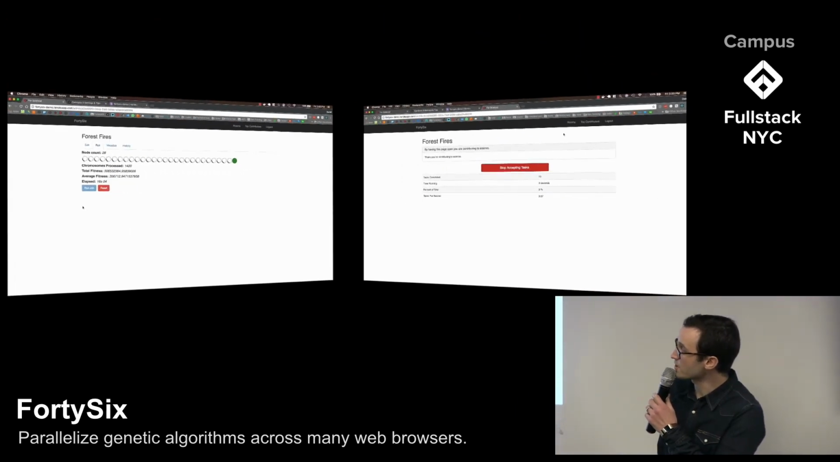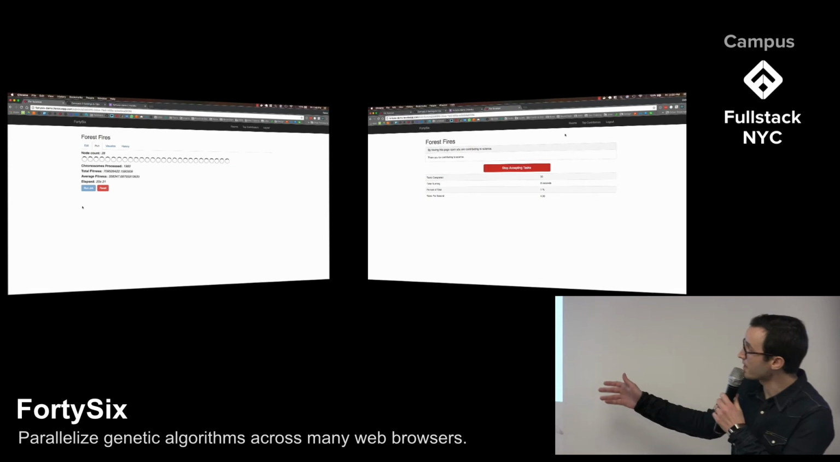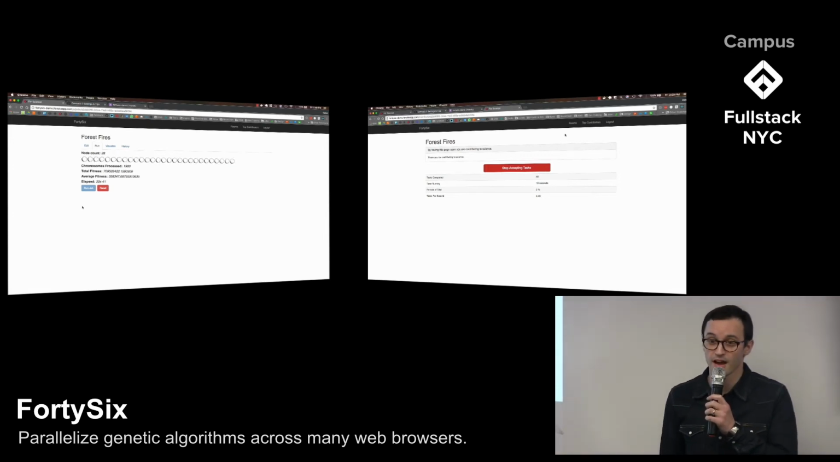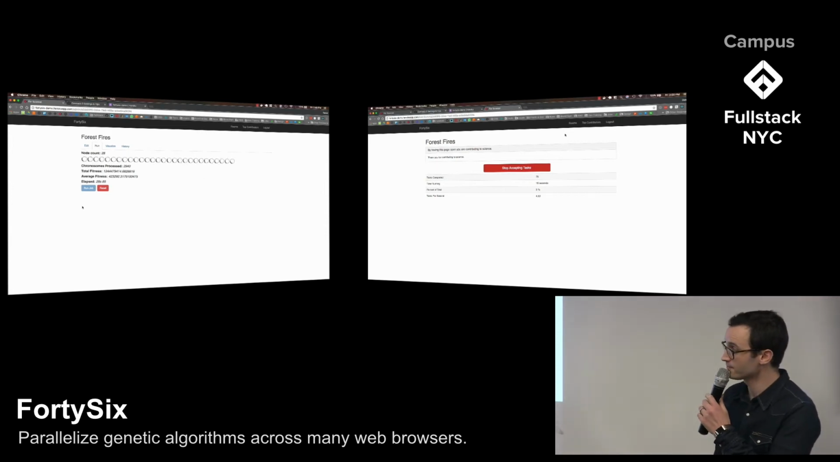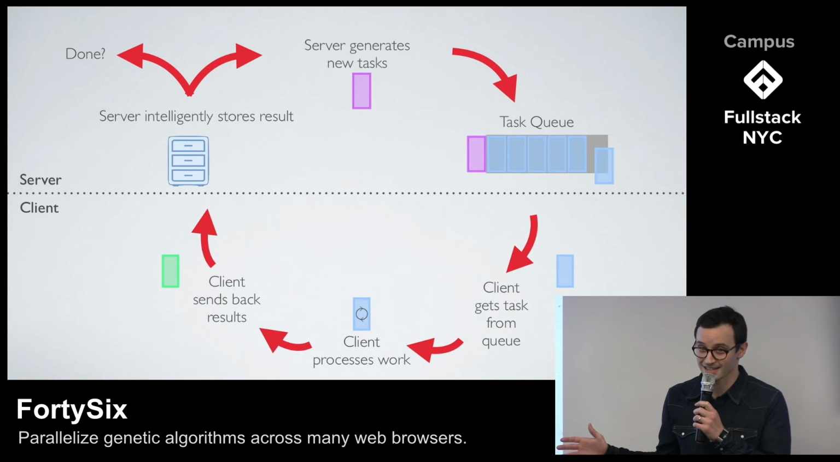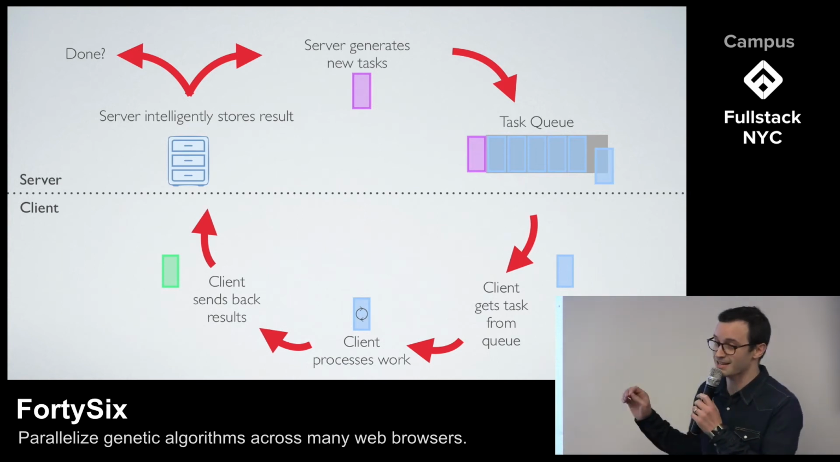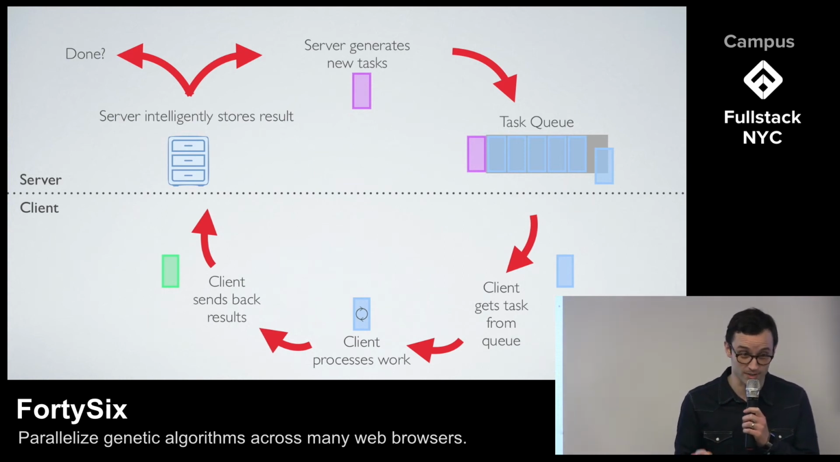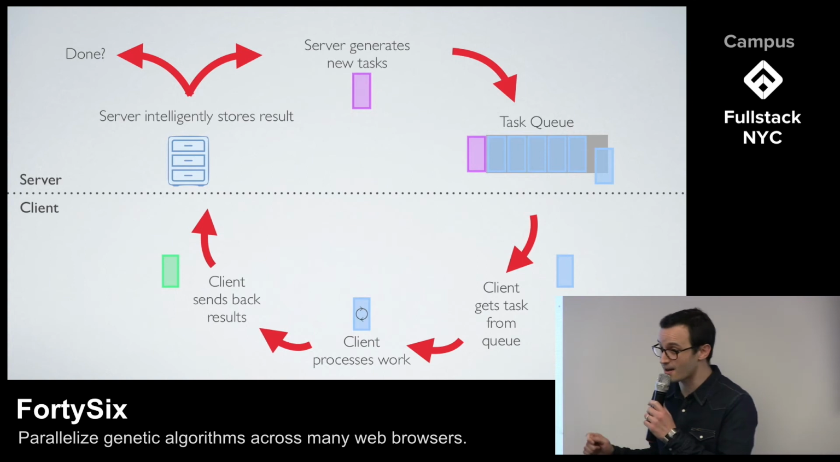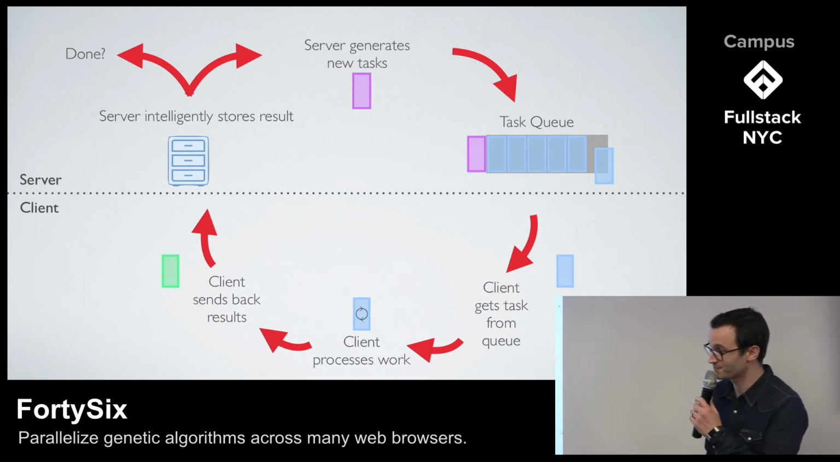On the left, you see what the creator of an algorithm sees when their experiment is running. And on the right, you see what a contributor sees. A contributor can come and go as they please without interrupting the continuity of an experiment. When a contributor connects and signals that they're ready, the server will dispatch a task from a task queue, send it down to the client where it's processed, and then send it back up where it's composed into a new task and put on the end of the task queue.